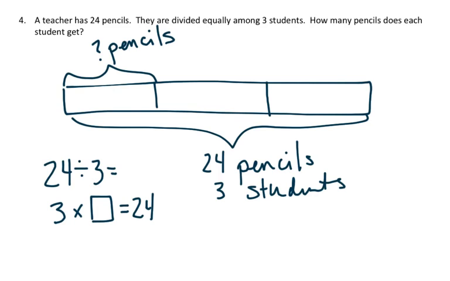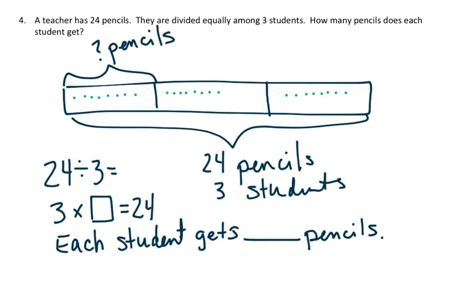And if the student needs it, I always like to use a picture, so they can just start putting their dots into 24. Okay, and my target sentence, I should have written that first, but it says each student gets blank pencils. If they did the dots in the tape diagram, if they did 3 times blank equals 24, they should still get the same answer of 8. So each student gets 8 pencils.